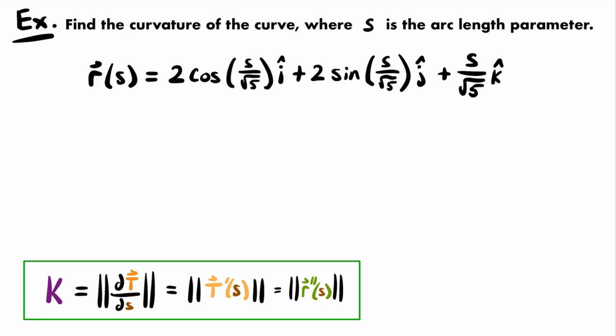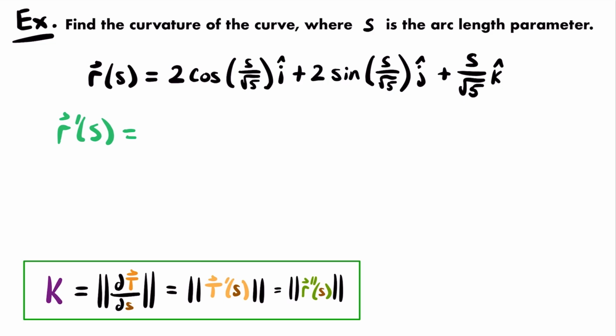All right, so we're going to take the derivative of our vector function in terms of the arc length parameter twice, and then take the magnitude of that second derivative vector. Okay, so starting with the first derivative, r prime of s will be equal to the derivative of each of these components individually. And you'll notice that for the two trig functions, we have an inside function that is not just s. So we will need to use the chain rule here.